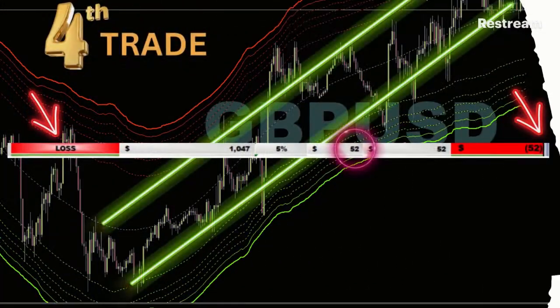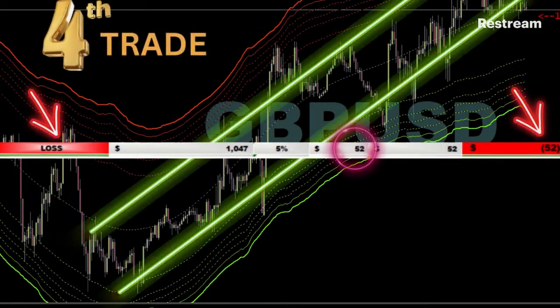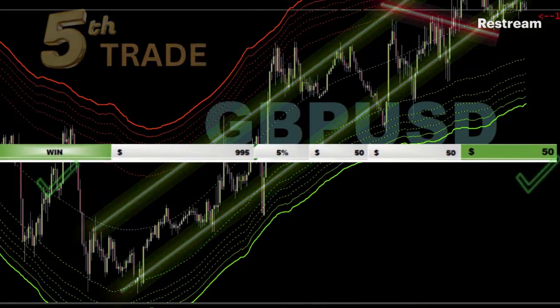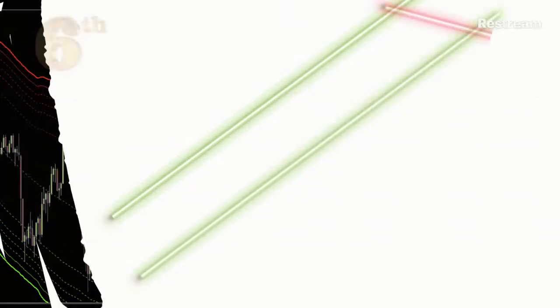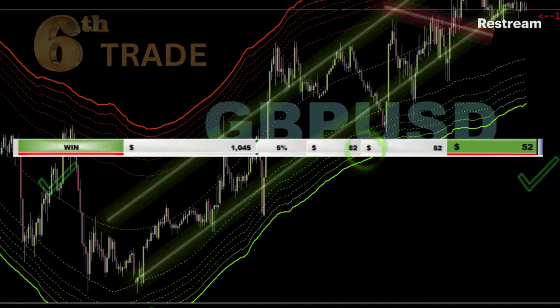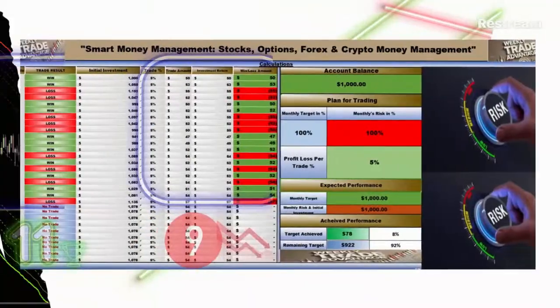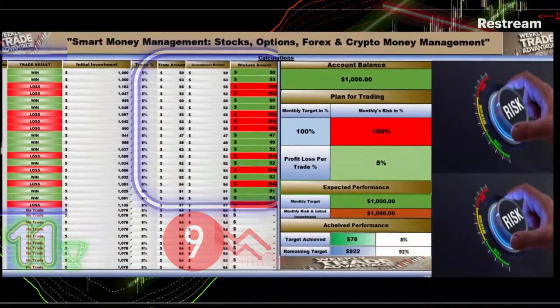Fourth trade, after the loss, the trade size reduced to $52, but this trade was also a loss, bringing a $52 loss. Fifth trade, with the trade size further reduced to $50, this trade ended in a win, adding $50 in profit. Sixth trade, the trade size increased to $52 after the win, and this trade also ended in a win. The pattern continued across all 20 trades.